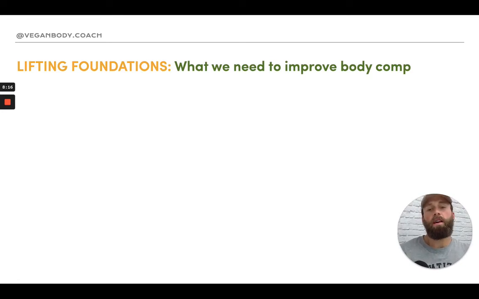So lifting foundations. What do we need to improve body composition? Basically, we need three things when it comes to training in the gym. And for the rest of this presentation, we're going to be focused on training in the gym with weights, progressive resistance training, your typical kind of bodybuilding style training, but we're going to break it down into a little bit more of what's based on the research and the science.